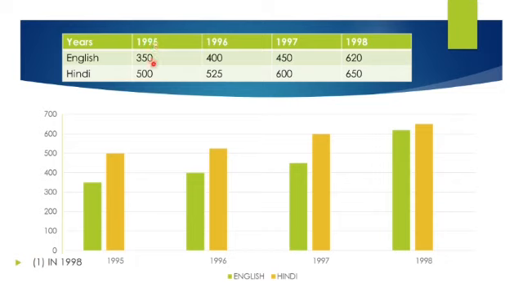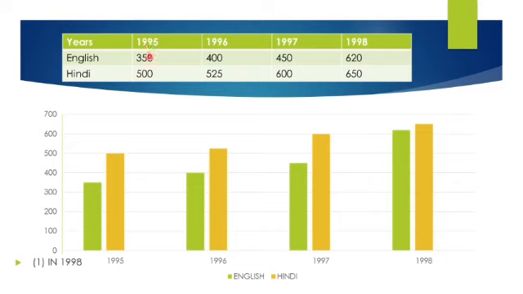Then in 1995, 350 books are sold. Then we can easily find the position 350. It lies between 300 and 400. Then it is marked with a green color because English is represented with a green color. We can choose any color, but both colors should be entirely different.